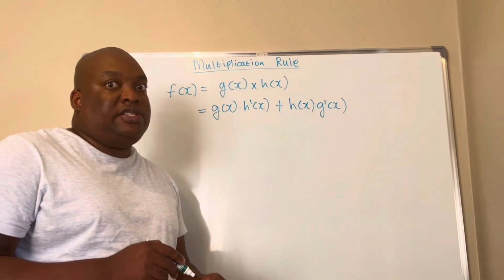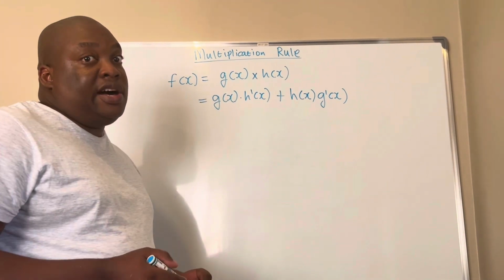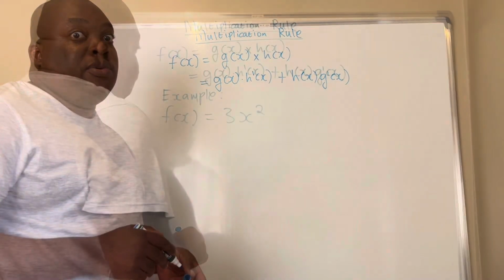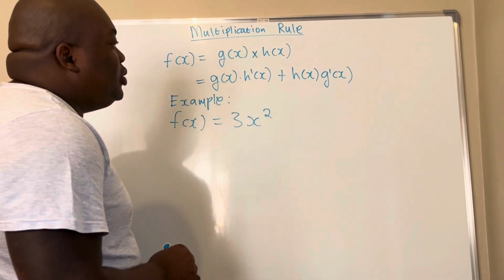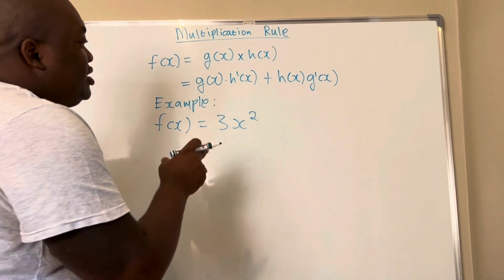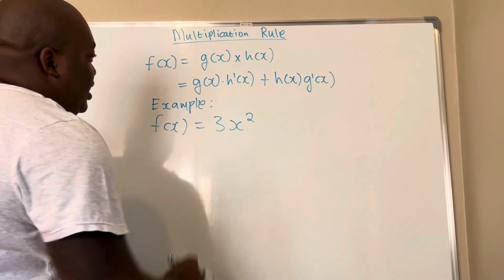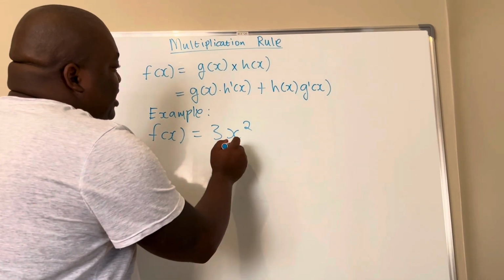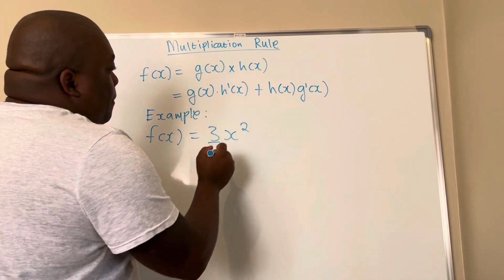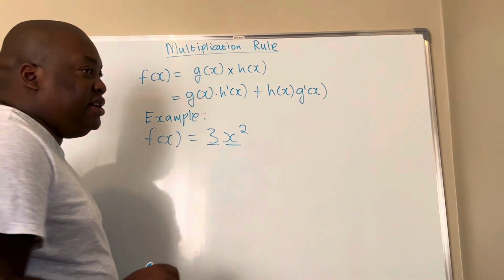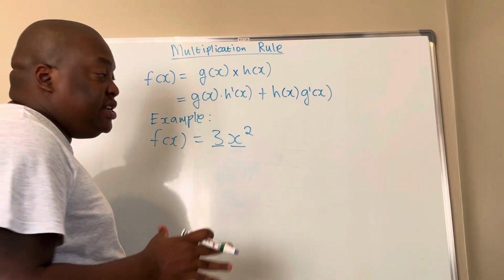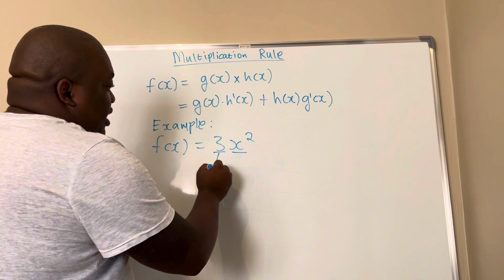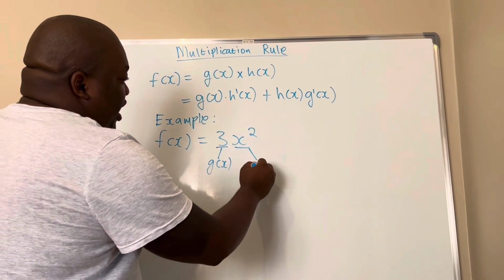That's how it goes. So we're going to look at an example of applying this rule. Now let's look at an example of applying the multiplication rule. If you notice here on the example, it is 3 multiplied by x squared. So in other words, we have two functions. This is your g of x and this is your h of x.